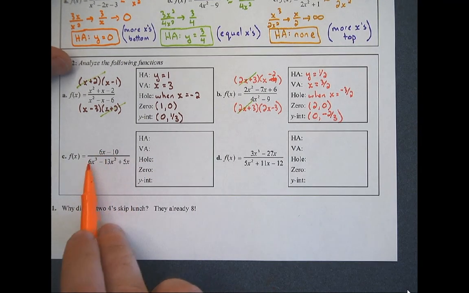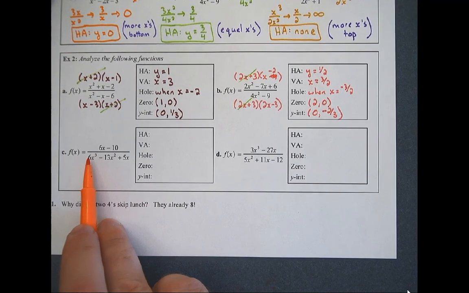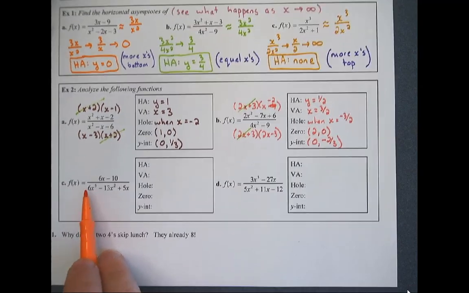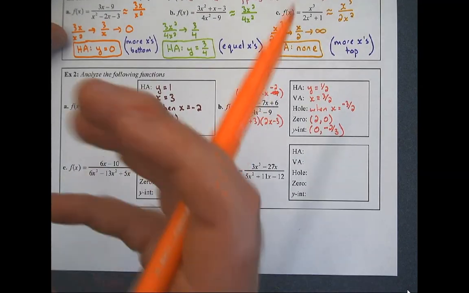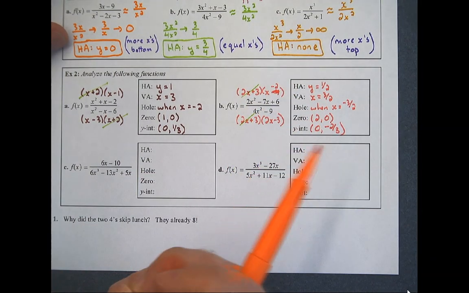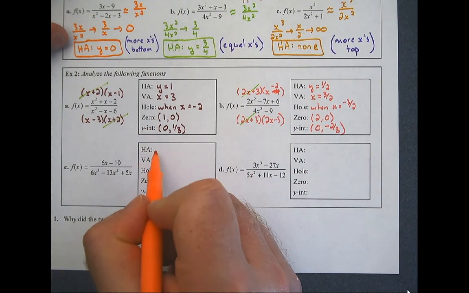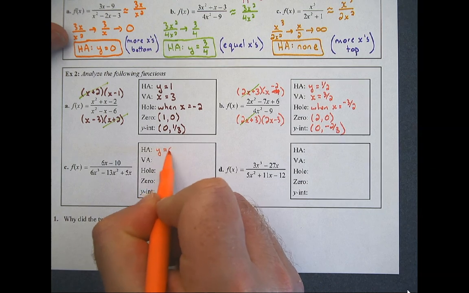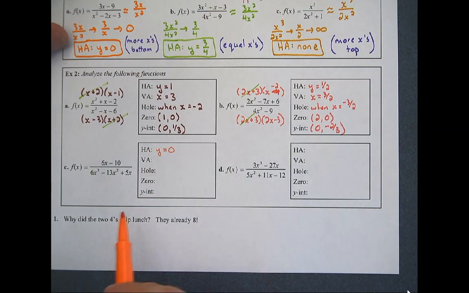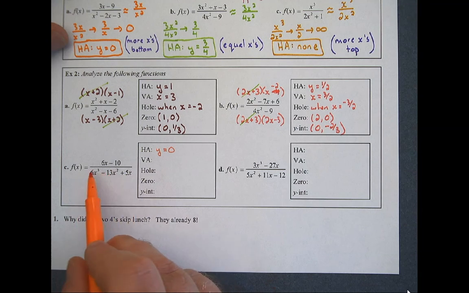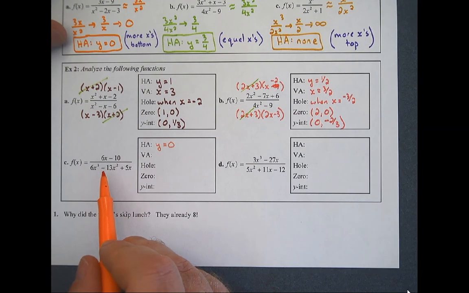HA, compare constants. Whoa, this one's a little bit different. There are more x's on the bottom. I always think about more x's on the bottom as pulling you down to the ground, pulling you down to 0. So my HA is y equals 0. My VAs are things in the denominator that don't cancel. I first have to factor this to see if anything cancels.